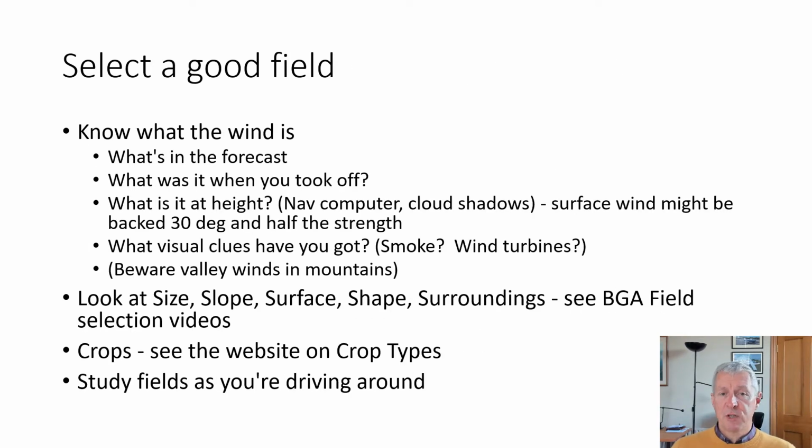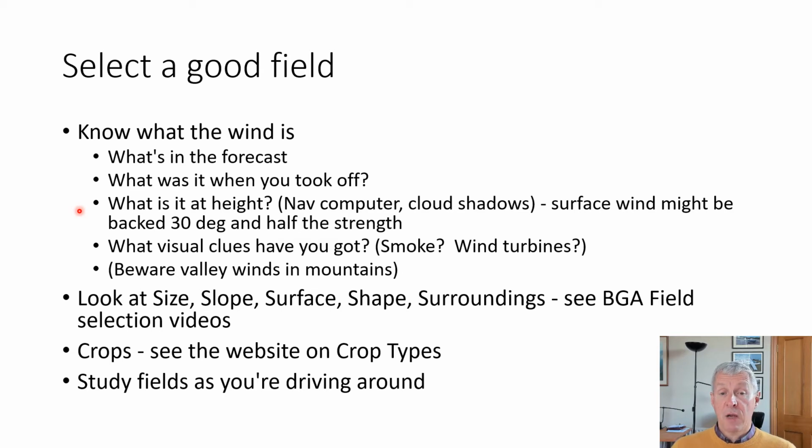Next, we need to make sure as we do get low, we select a good field. How do we do that? Well, it's important to know what the wind is, and we try and know what the surface wind is at all times when we're flying cross country. So there's some things that we can use for that. What's in the forecast? What was it when you took off? We might be in a different place, but it's a clue.